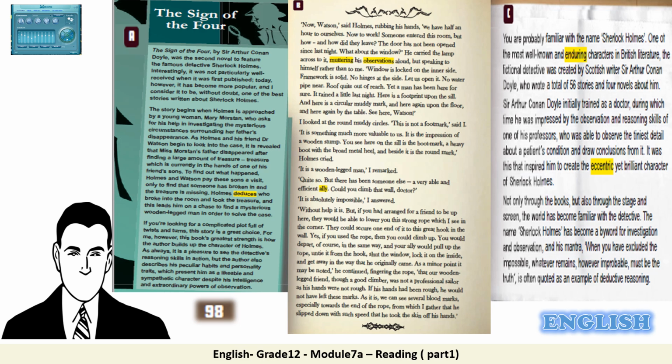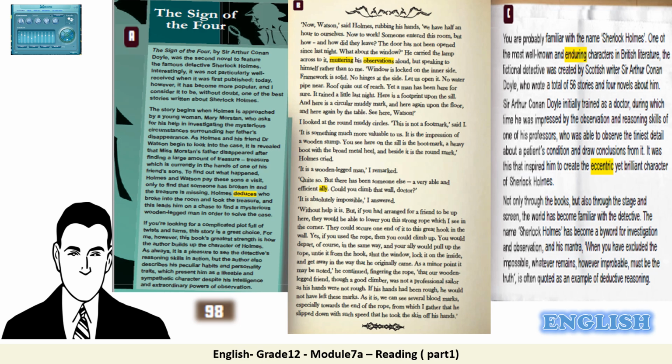You see here on the sill is the boot mark, a heavy boot with the broad metal heel, and beside it is the round mark. Holmes cried. It is a wooden-legged man, I remarked. Quite so. But there has been someone else, a very able and efficient ally. Could you climb that wall, Doctor? It is absolutely impossible, I answered.